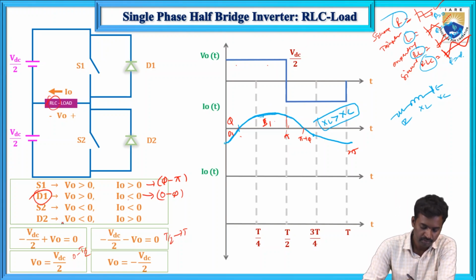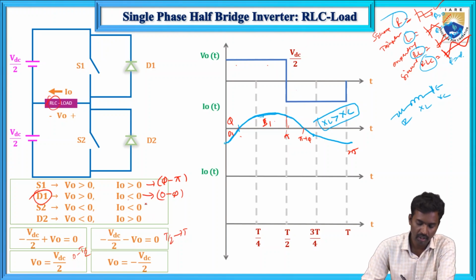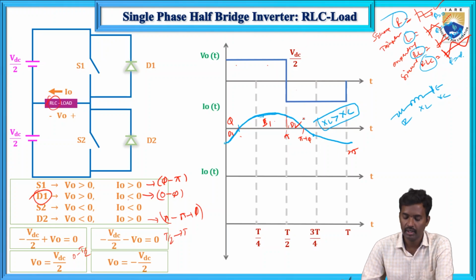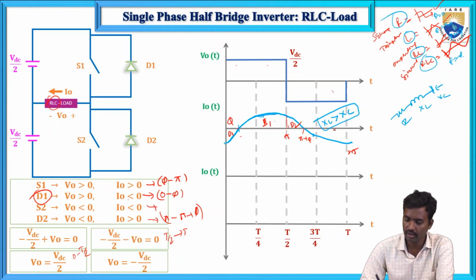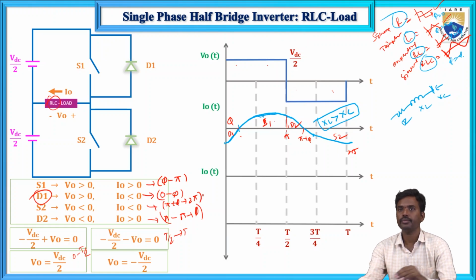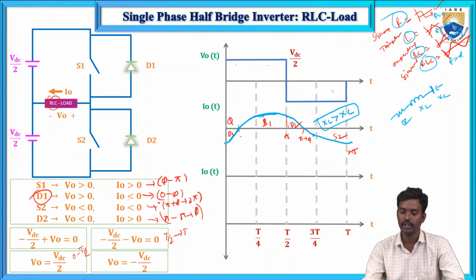And next case, what about this one? Here voltage is negative and current is positive, means here pi to pi plus phi, D2 will conduct. And next, both are negative voltage and current, this is S2, from pi plus phi to 2 pi. So now this is the sine wave waveform, with the time duration for each switch, and voltage negative and positive, and current negative and positive.